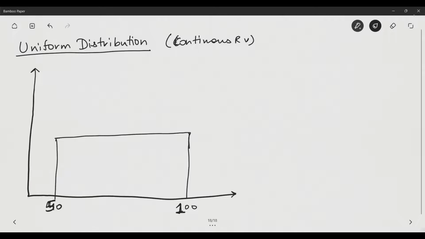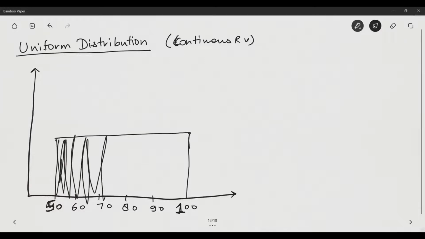In case of a uniform distribution, what happens? This is based on a continuous random variable, so we can have values in this way, and definitely in between we have a lot of values. We may have 50.5, 50.25, 51.25, any value, because weights are available in decimals also.